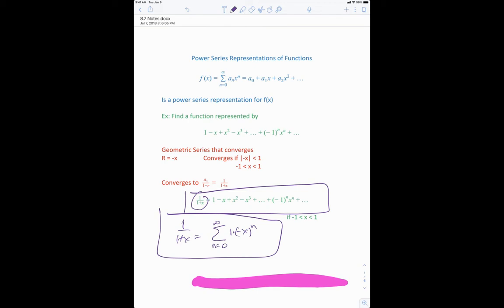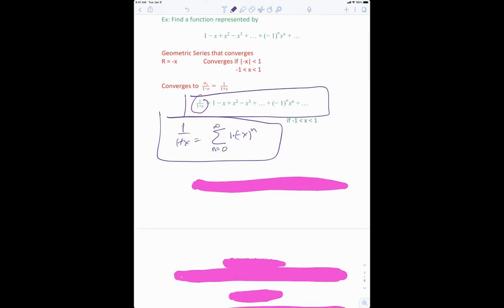Ultimately, we're going to take the function 1 over 1 plus x and learn how to write it as the sum of negative x to the n. That's what's coming next, but not today. It's another section. So we're going to manipulate.